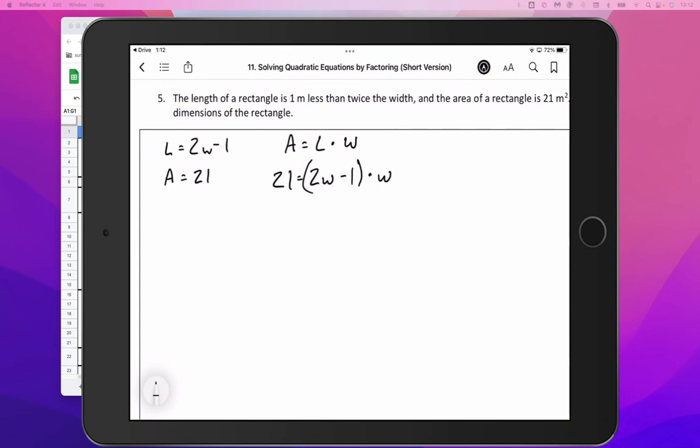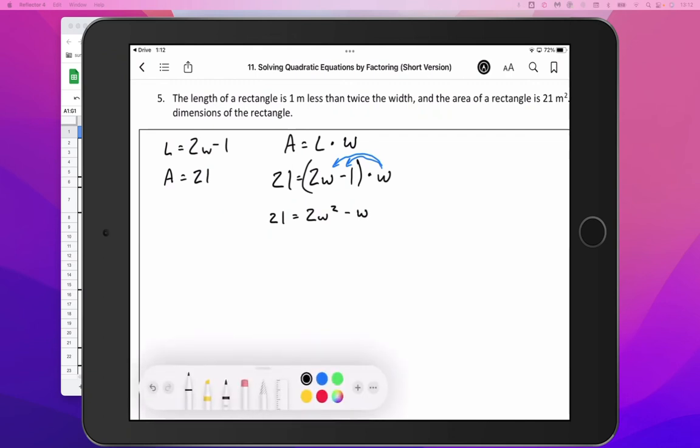And so as I've said before, when we're finding solutions to a quadratic, we need one side of the equation to be equal to 0. This doesn't look like a quadratic yet because we don't have an exponent to the power of 2 anywhere. But let's see what happens when we simplify the right side. So that w is going to be distributed to the 2w and to the minus 1. And we're going to get 21 is equal to 2w squared minus w.